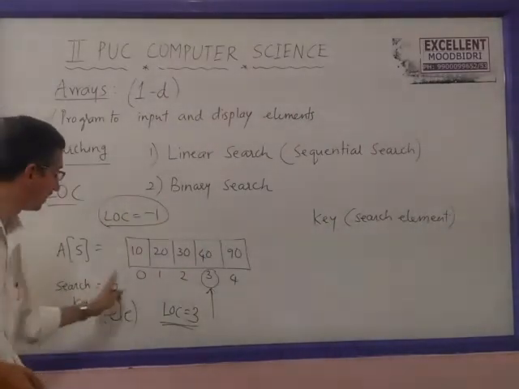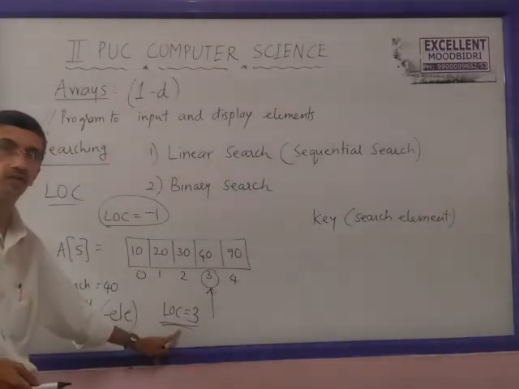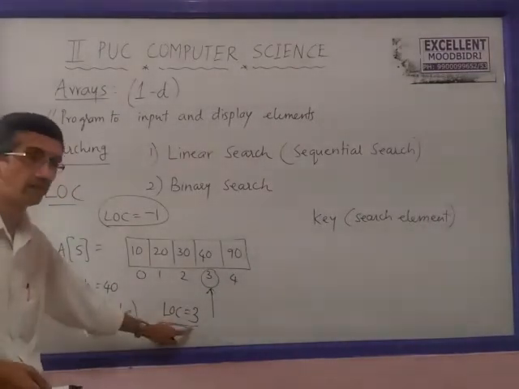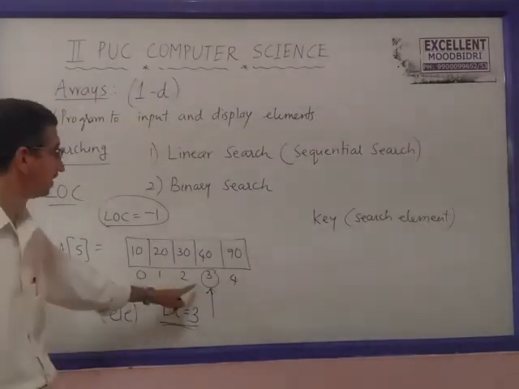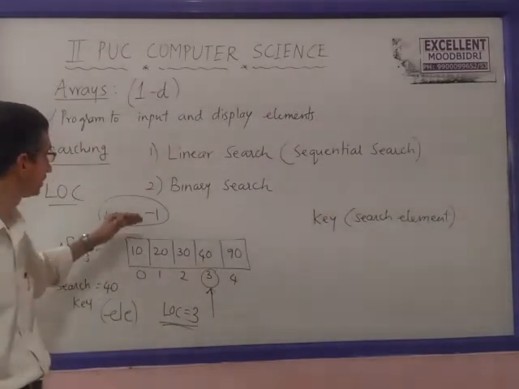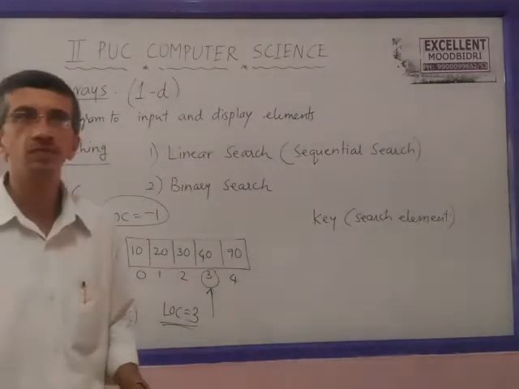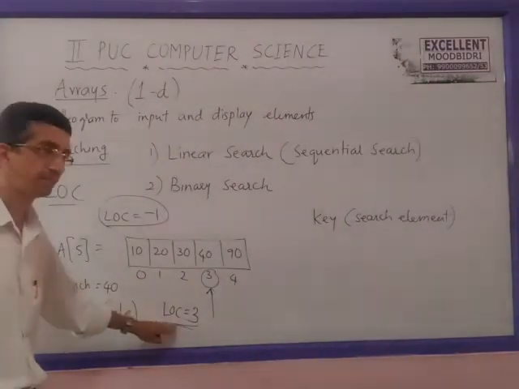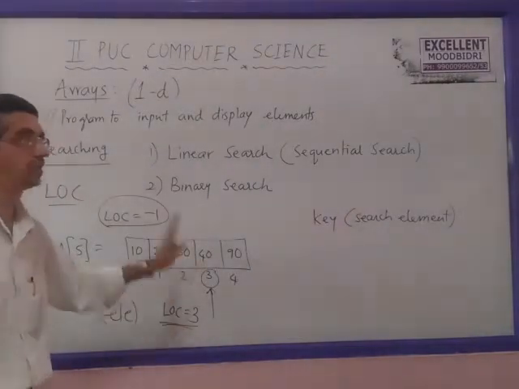So in case it is found anywhere, that index we update to location. Location will be updated with the index of that item where it is found. So in this case, 3 becomes the updated value of the location variable. Initially it is set to -1. Now it is 3. Search stops here. The loop stops and at the end we display: the item is found at the location 3.